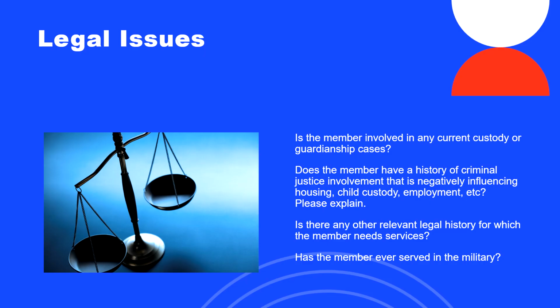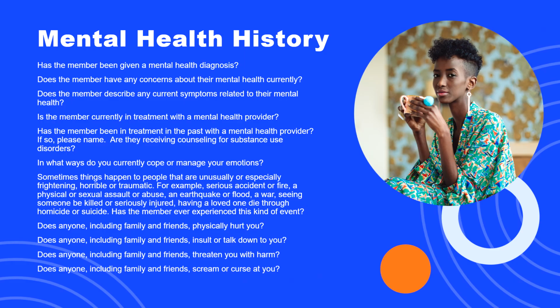Now, we come to legal issues. Is the member involved in any current custody or guardianship cases? This does not always mean children. It can also mean vulnerable adults in their lives or the elderly. Does the member have a history of criminal justice involvement that could influence their housing, their child custody, employment, etc.? Is there any relevant legal history for which they need services? Have they ever served in the military? Straightforward. And it brings us to mental health history.